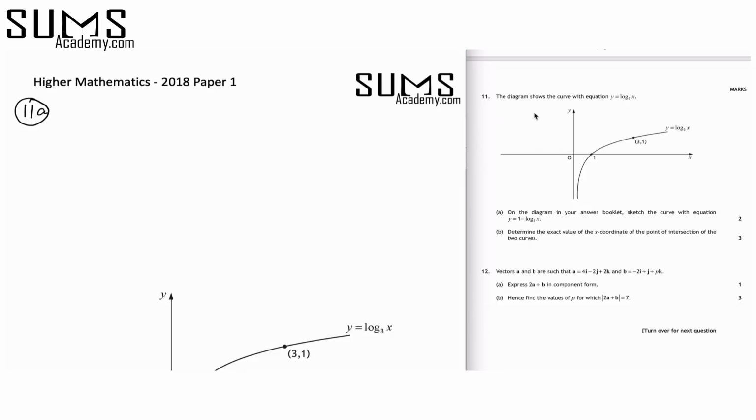Question 11. The diagram shows the curve with the equation y equals 3 log x, and you've shown a diagram here. And we're asked, on the diagram in your answer booklet, sketch the curve with the equation of y equals 1 minus log 3x. So what we're going to have to do is transform this graph to get it in the form that they want. And there's two transformations we need to do. So I'm just going to write out the coordinates, and then we'll use the coordinates, and then we'll sketch on the graph down here.